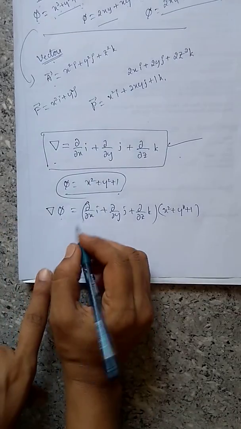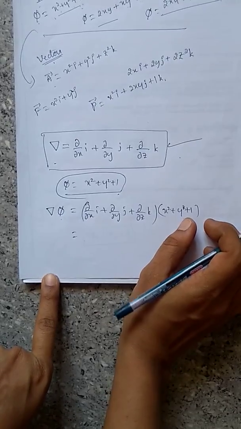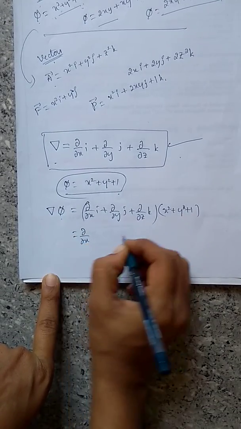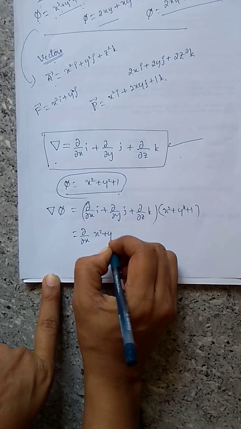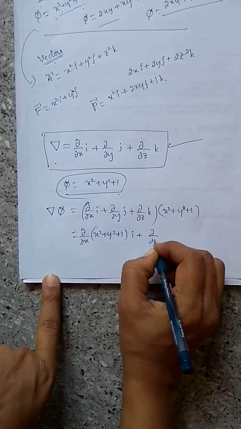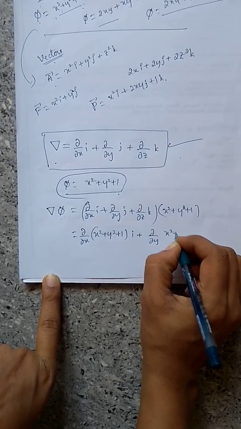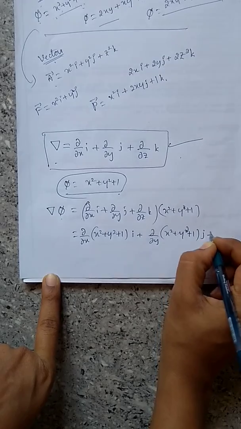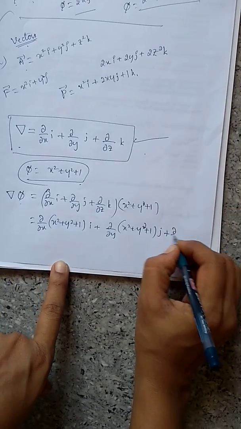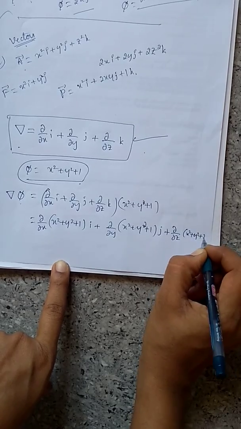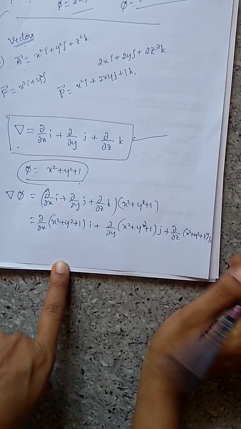The next step is to take xy plus y square plus 1 inside the multiplication. So we get dou by dou x of xy plus y square plus 1 into i, plus dou by dou y of xy plus y square plus 1 into j, plus the third term, dou by dou z of xy plus y square plus 1 into k.